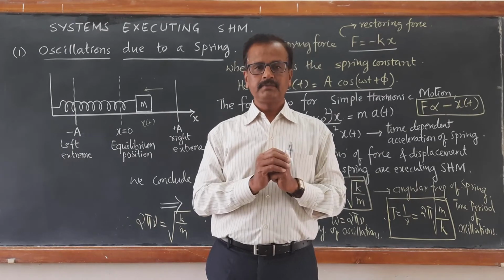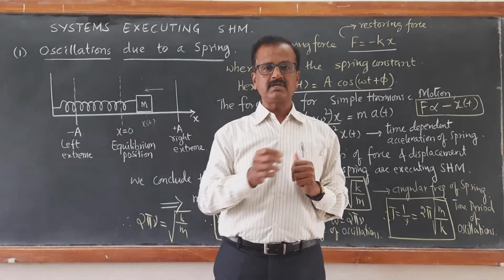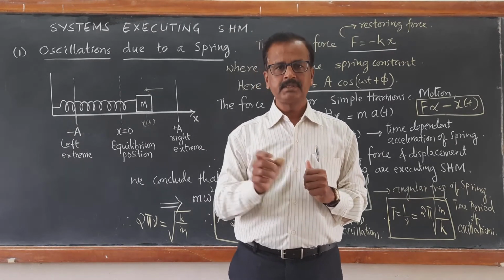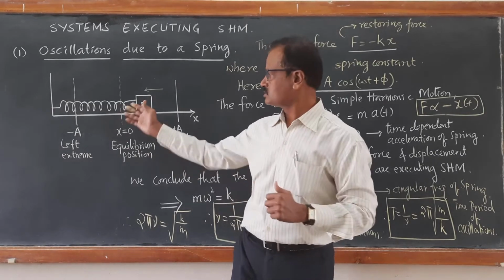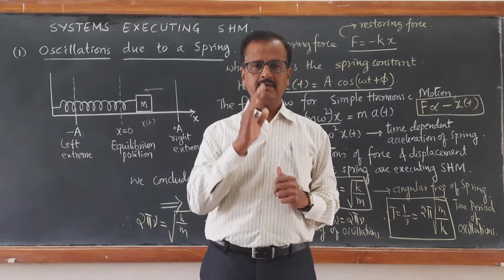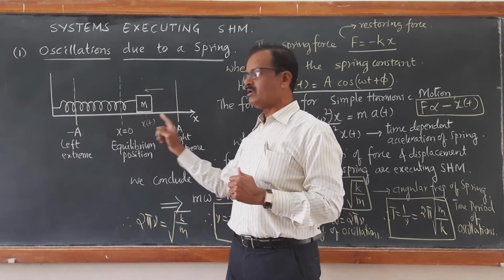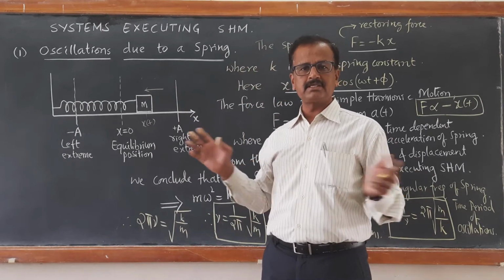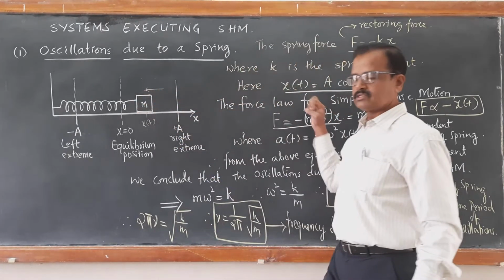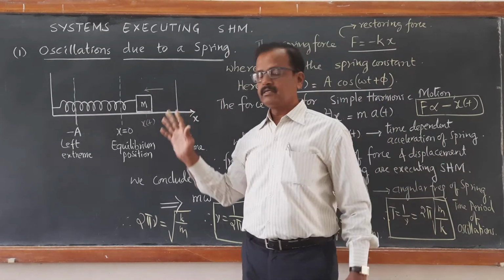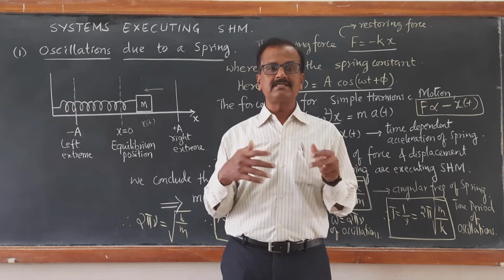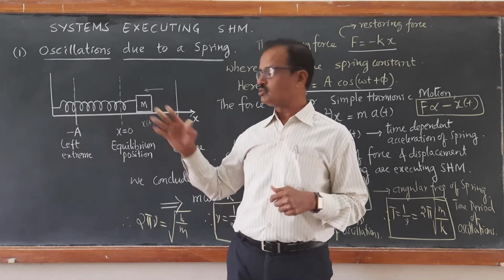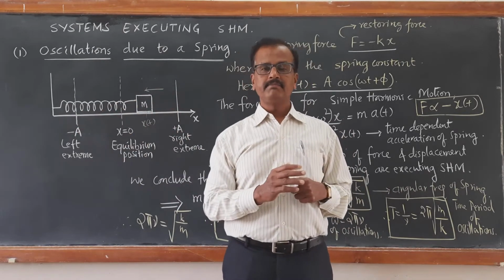Please remember, even while discussing the oscillations of a pendulum, the pendulum bob should be oscillating for small displacements. It should have a small amplitude. Here also, the spring which is oscillating about the mean position must have small amplitude, small displacements. It should not be stretched too much. If it is stretched to a greater extent, then the spring will lose its springiness. The restoring force may not be sufficient to bring the block to the mean position.